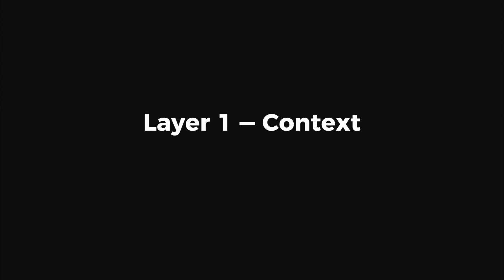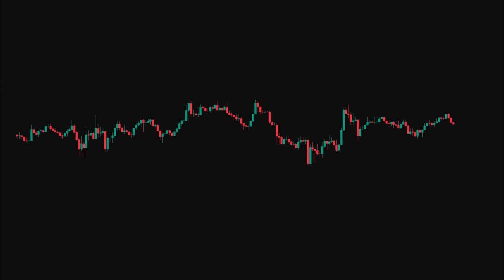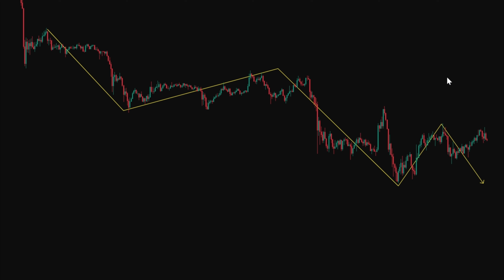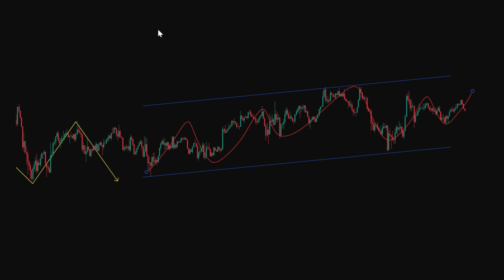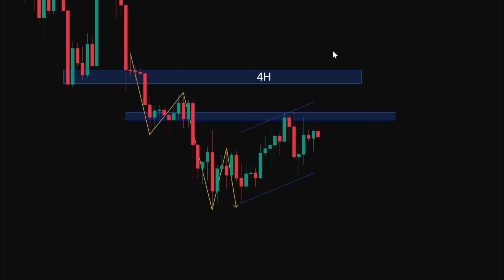The first layer is context. Context means the market environment. Before looking for an entry, I need to understand what kind of market I am trading in. Is the market trending up, trending down, or moving sideways? Are buyers in control? Are sellers stronger? Or is the market balanced? Does the higher time frame support this trade idea? Is momentum getting stronger or fading?